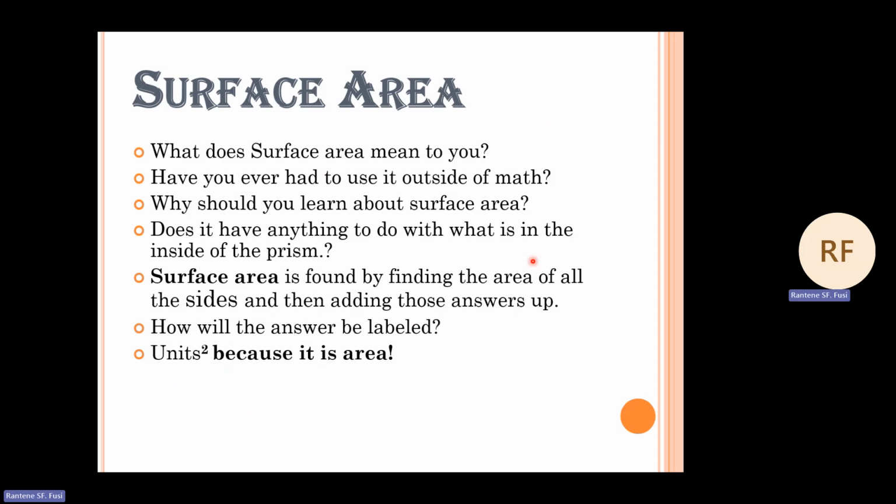Surface area is found by finding the area of all sides and then adding those answers up. All the sides that you see in that prism, you add the area of them, then it will give you the answer of the surface area. How will the answer be? The answer will be in unit squares, whatever unit has been used. Either if you use meters or centimeters, it will be in centimeter squared or millimeter squared or meter squared. It will depend on the unit that is used, because this is an area.